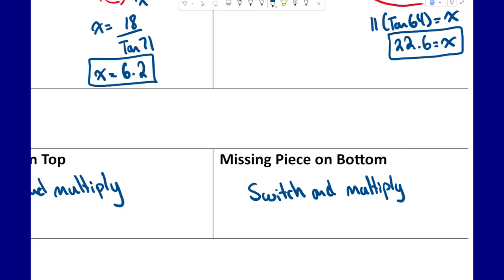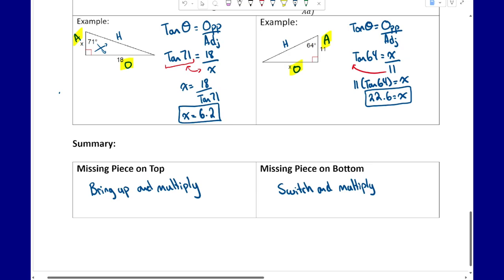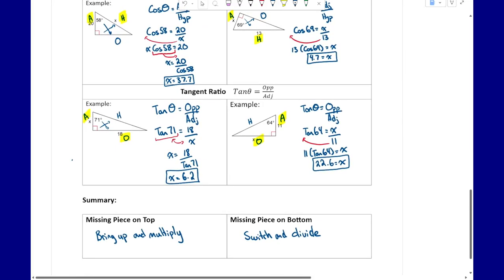But at least you have some key phrases to think about when you're going through and solving these. Right? Missing piece on top, bring up and multiply. Oh, I multiplied twice, sorry. Missing piece on the bottom, switch and divide. Right? So 2 different operations for the 2 different scenarios. Right? So that's it for looking at solving for side lengths with right-angled trig.